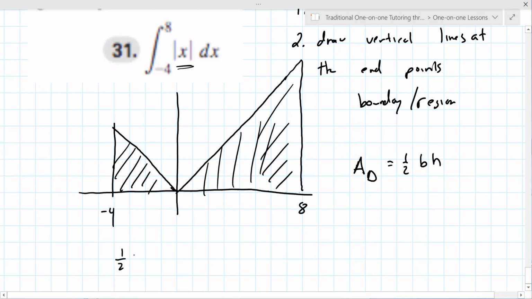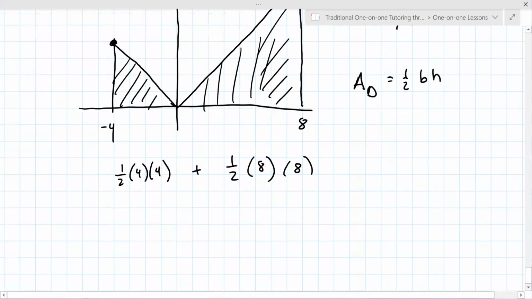So the one on the left here is 1/2 base of 4, height of 4. The height can always come from here. If you put -4 into the absolute value, you get 4. I think this one's clear, but let's say it was the absolute value of, I don't know, 6x minus 12. You might want to actually put the point in to see what your height is. And then on the right here, the base is 8 and the height is also 8. So you got 8 plus 32, you got 40 for that. Okay.